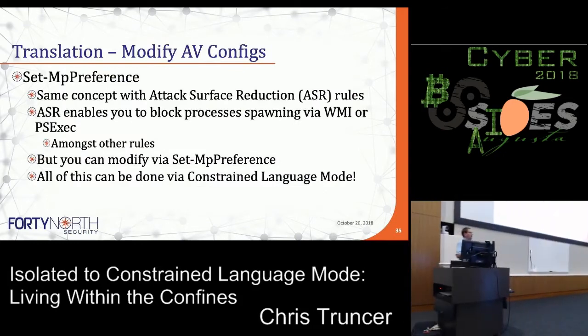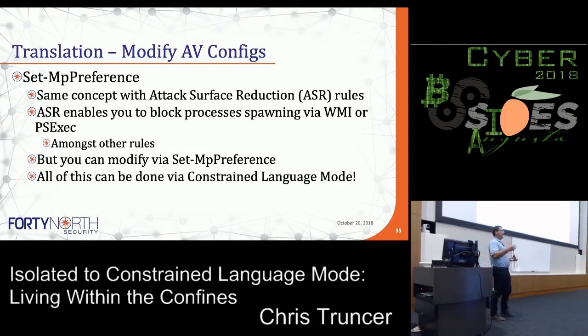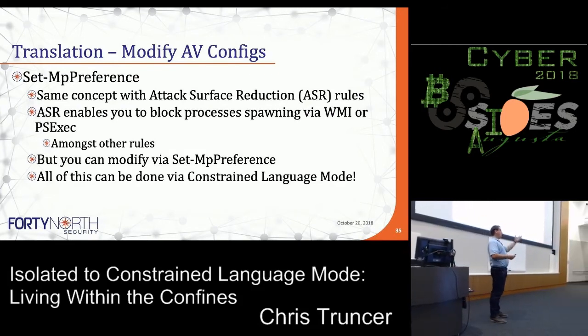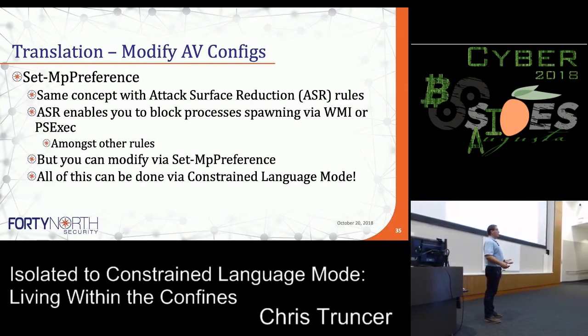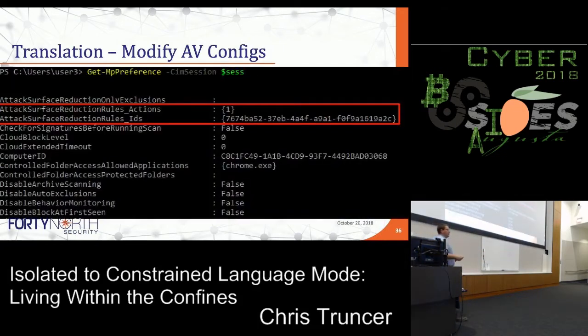So Set-MpPreference is kind of the same concept with attack surface reduction rules. You use Get-MpPreference. You can get all the information about your normal AV configs, but you can also see if there are any attack surface reduction rules enabled. Well, you can use Set-MpPreference to go ahead and stop those rules from being enforced on a remote system. And the awesome thing about this is all of this can be done within constrained language mode.